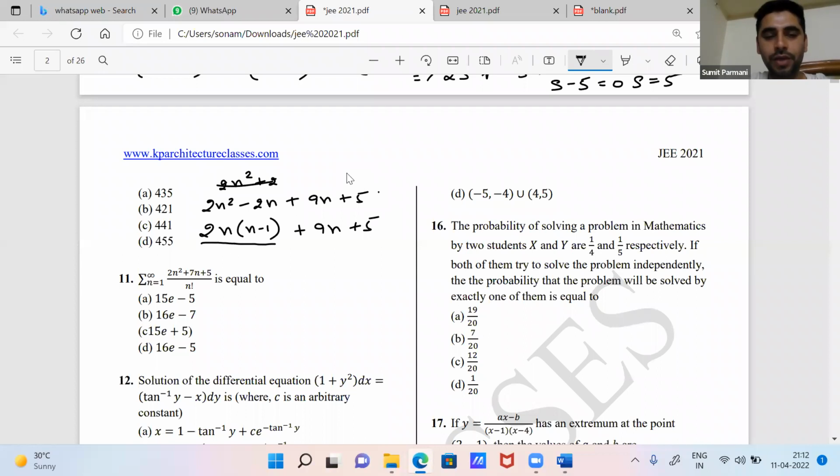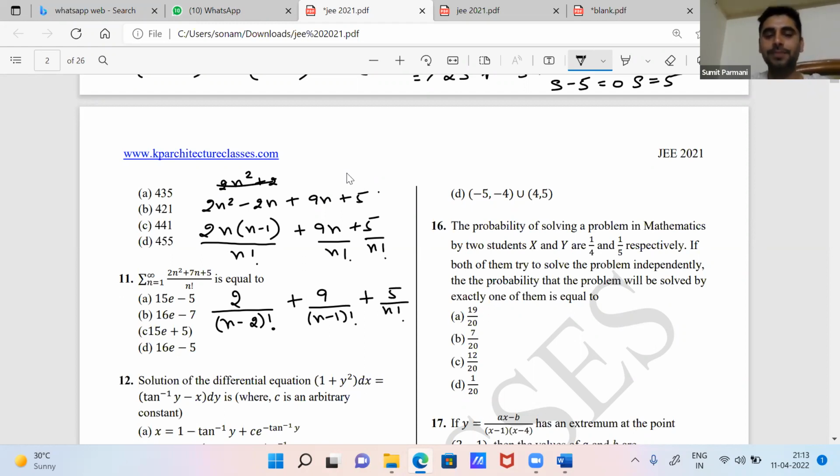In the denominator we have n factorial. Done. So from here we can write it as 2 divided by n minus 2 factorial directly. Here we can write 9 by n minus 1 factorial directly. And here we can write 5 by n factorial. Okay, this must be clear to you.